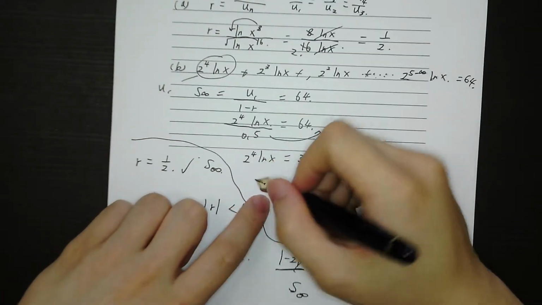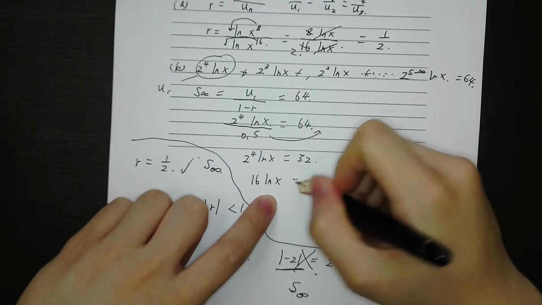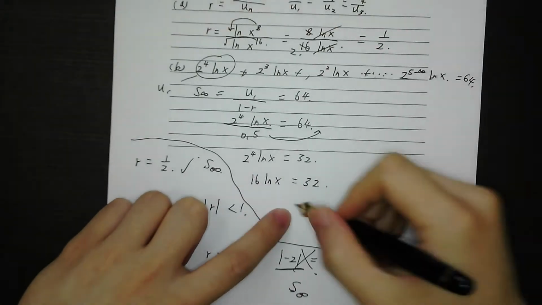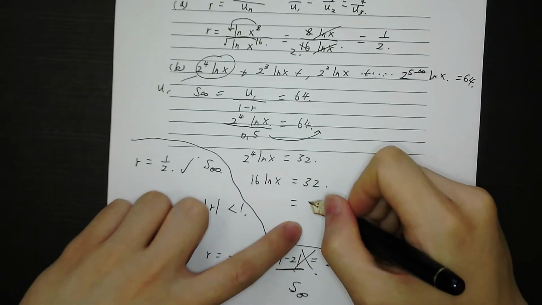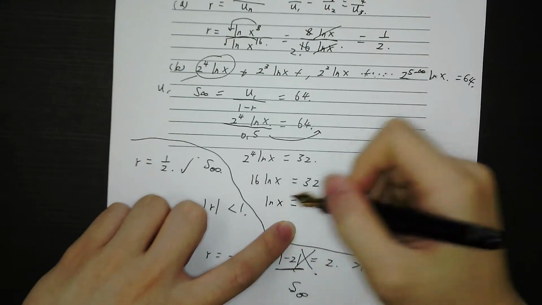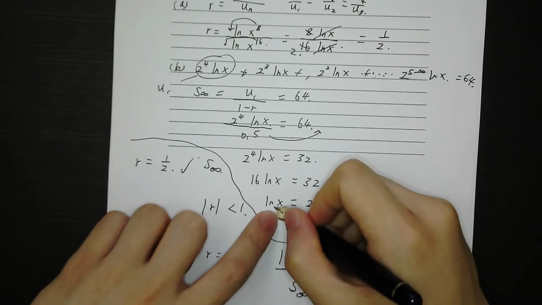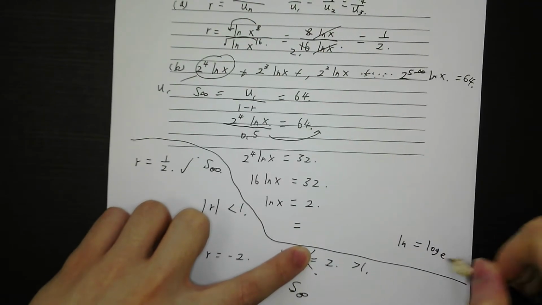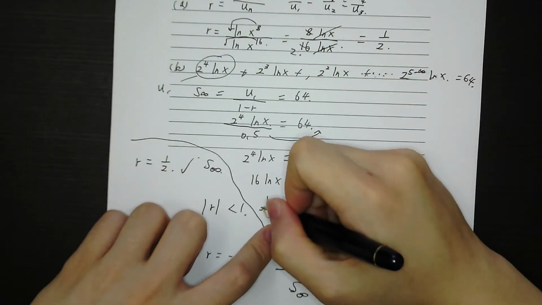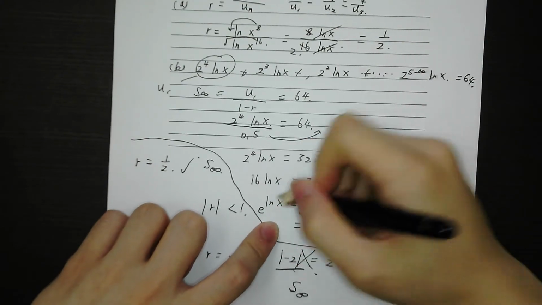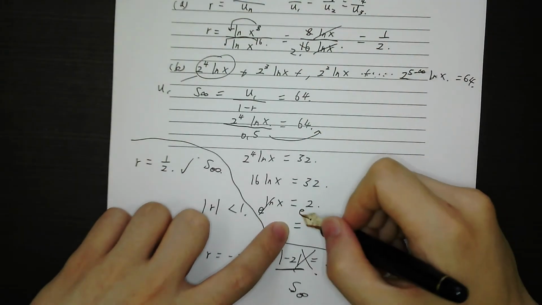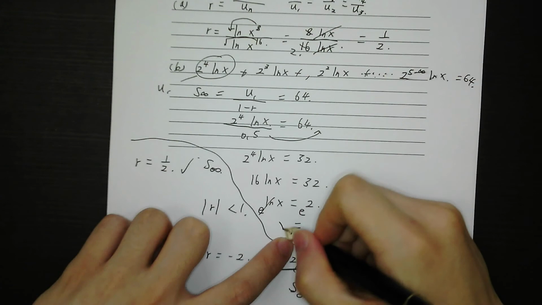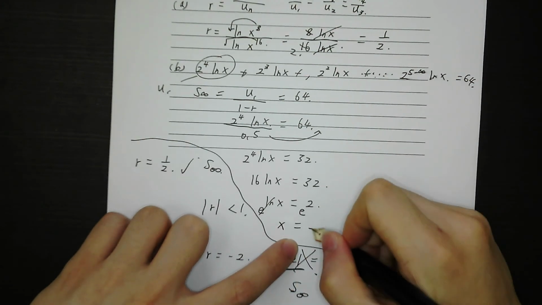2 to the power 4 is 16, and 32 divided by 16 is 2, so ln x equals 2. So how do we cancel the ln? ln means log with base e, so we take e to the power of both sides. e to the power ln x cancels out, and we have e to the power 2. So x equals e squared. That's all.